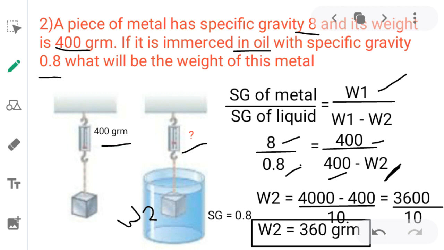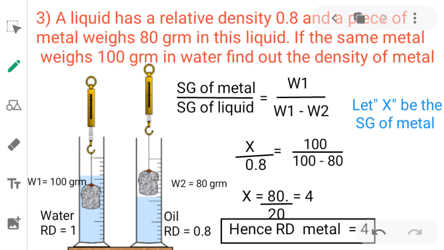By cross multiplication, we get W2 equals (4000 minus 400) divided by 10. 3600 by 10 we get 360 grams. That means the 400 gram metal weighs 360 grams in the liquid. It experiences an upward thrust, hence the weight of the metal is decreased from 400 to 360 gram in the liquid. So let's take one more example of Archimedes principle.